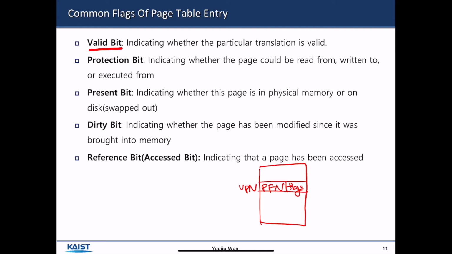And then there is the present bit, indicating whether this page is in physical memory or not. And also there's the dirty bit, and it indicates whether a page has been modified since it was brought into memory or not. And there is also the reference bit. It indicates whether a page has been accessed or not.